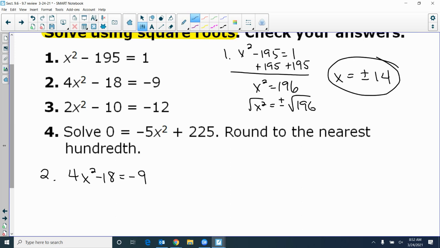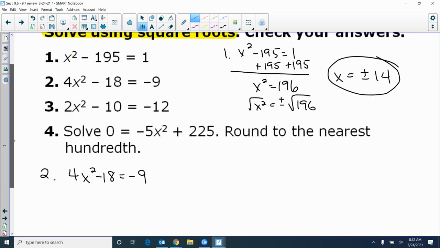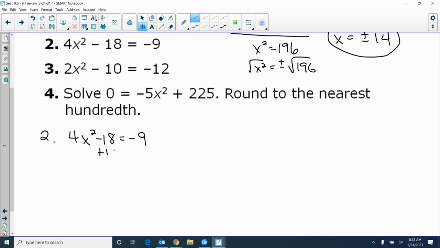On a blank piece of paper. No, I want to work this somewhere. Yeah. All right, so 4x squared minus 18 equals negative 9. Add 18. It has to be a negative. Okay. So once you get to this case, 4x squared equals 9, divide by 4.